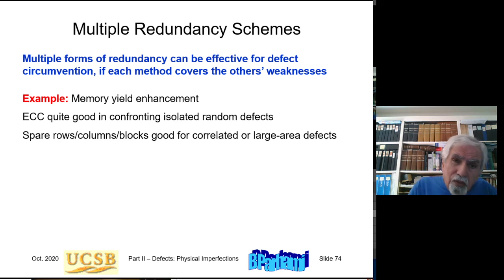Okay, often we use multiple redundancy schemes in order to take advantage of the strengths of each method. And a classic example of this is an old chip built by IBM where they used error correcting codes and spare rows and columns in order to circumvent defects. So if you had just occasional isolated defects, error correcting code by itself would be sufficient, because with a single error correcting code, the effect of one defect will be corrected. However, if defects are clustered, then error correcting code is not good, but spare rows and columns are good.